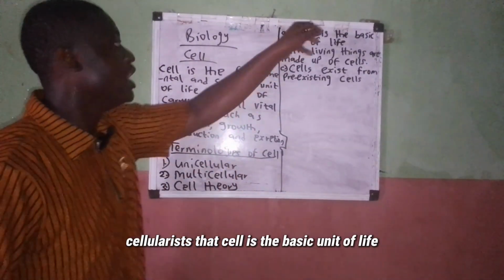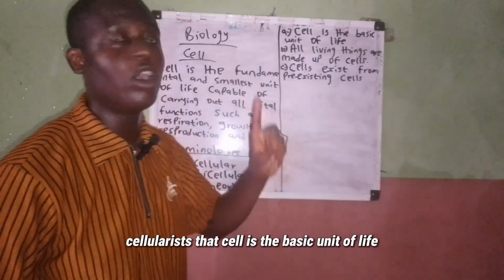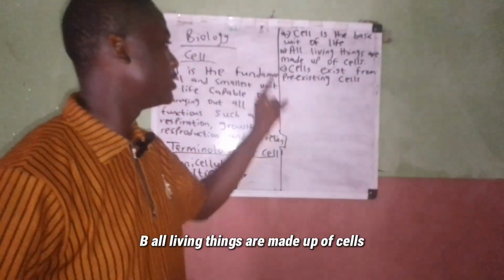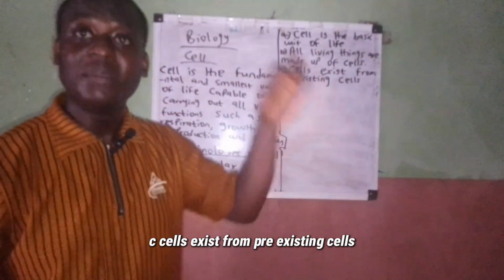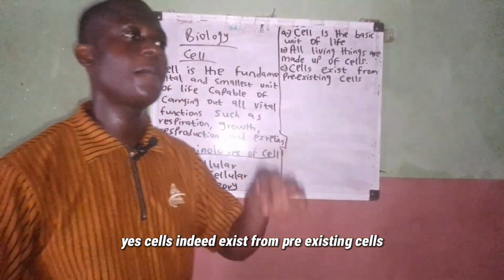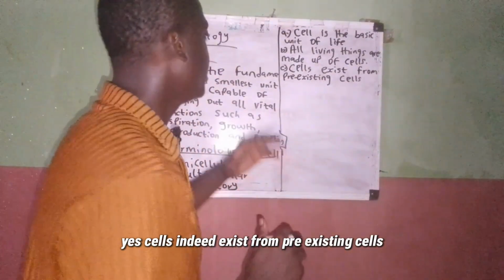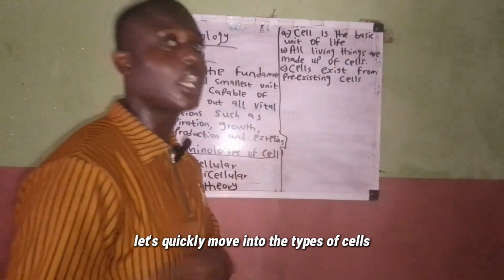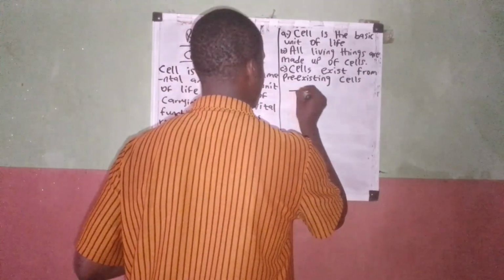Let's take it one more time. Cell theory states that A, cell is the basic unit of life. B, all living things are made up of cells. C, cells arise from pre-existing cells. Yes, cells indeed arise from pre-existing cells. Now, let's quickly move into the types of cells.